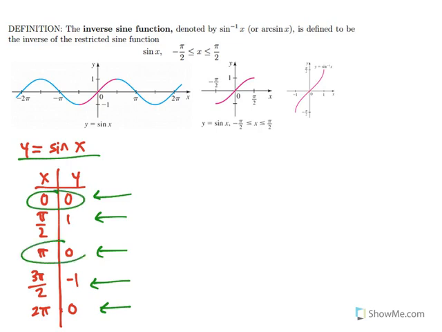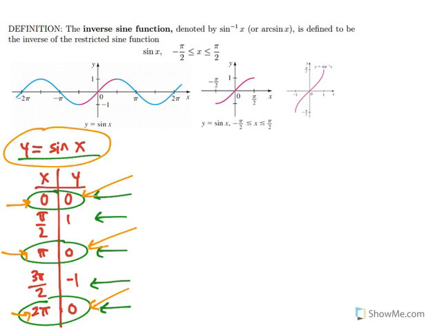So we don't have that for each output there's exactly one input. So for the output 0, you can have many different inputs. The sine function is, of course, a function, because for each input, there's exactly one output. However, it is not a one-to-one function because we don't have that for each output there is exactly one corresponding input.